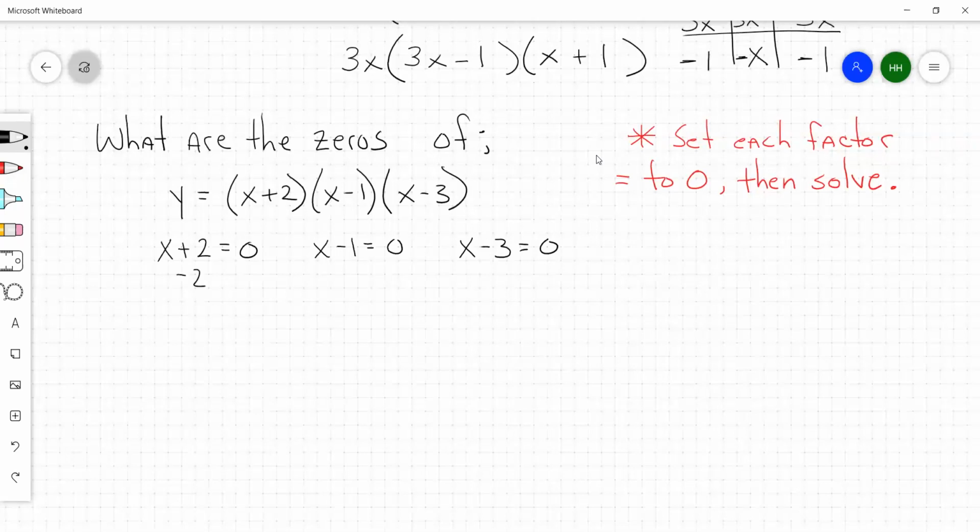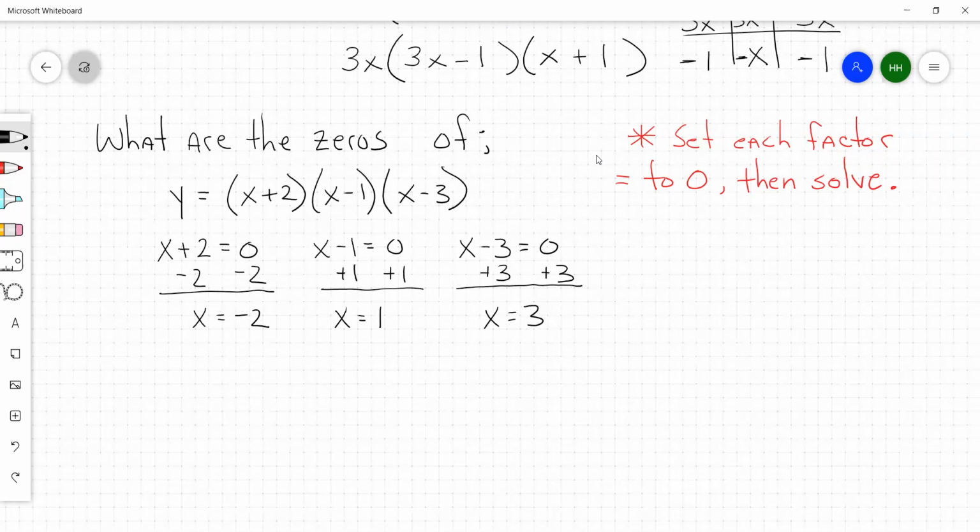All right, so one of your zeros is going to be x equals -2. Another 0 will be x equals +1. And the third 0 of this function will be x equals +3. So those are your zeros, -2, 1, and +3.